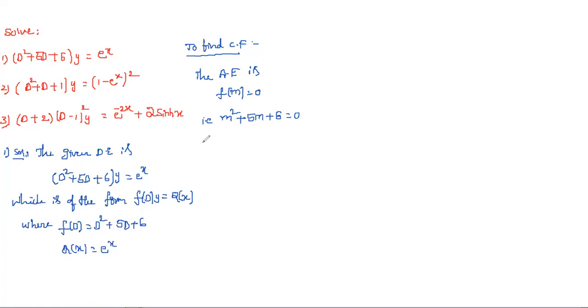Now you can split it into factors. Splitting 5m as 3m plus 2m, we can write m squared plus 3m plus 2m plus 6 is equal to 0. You can use a calculator and find the factors also, no problem. If you take m as common from the first two terms, we get m plus 3. And from these two terms, 2 is common, so m plus 3. So finally we get m plus 3 into m plus 2 is equal to 0.